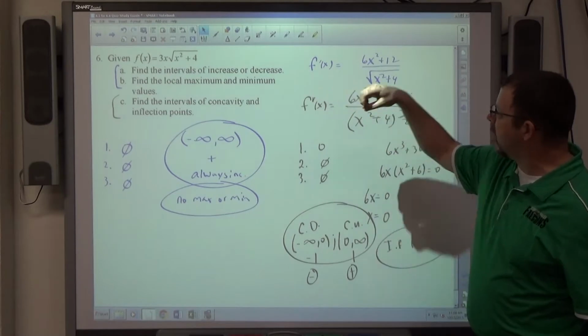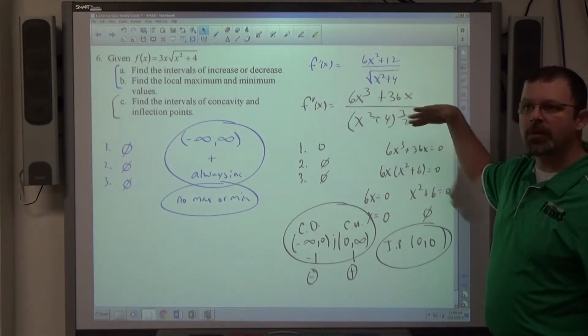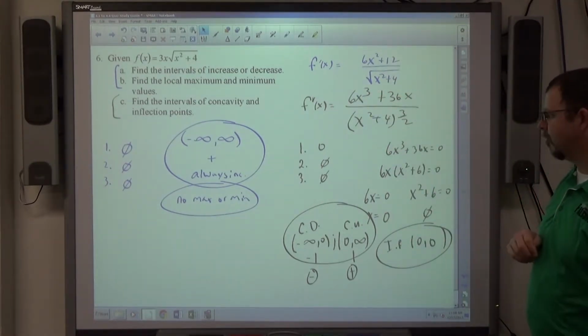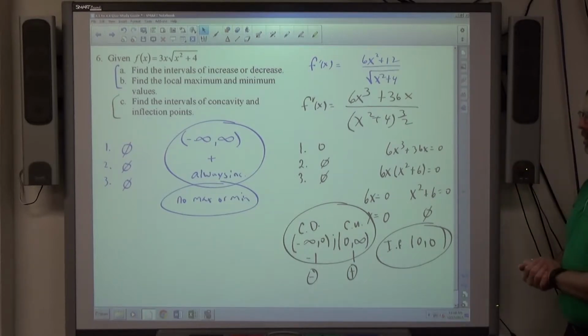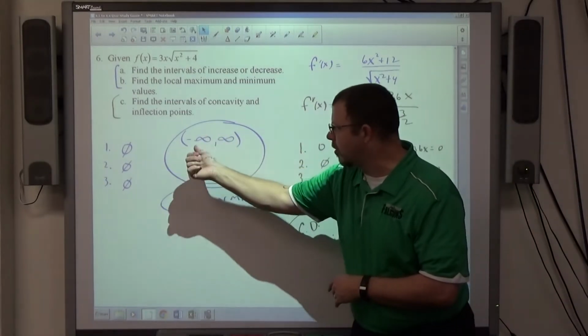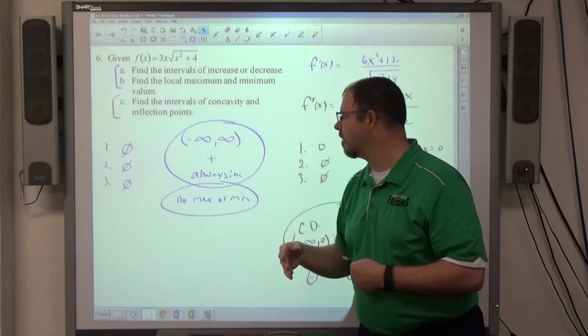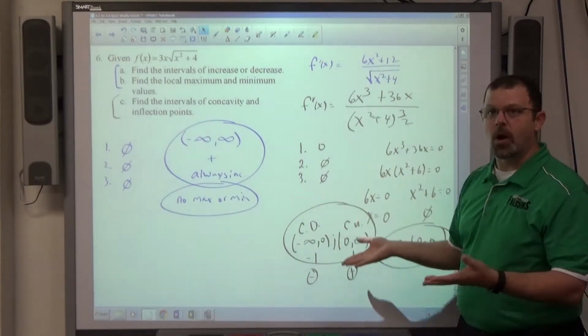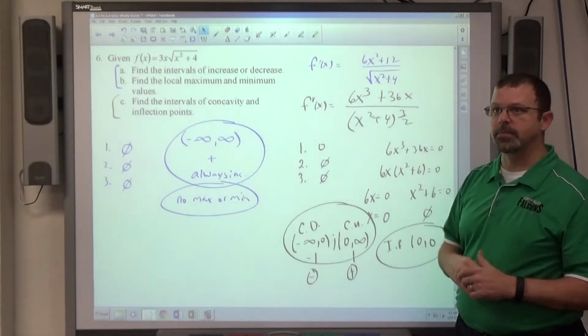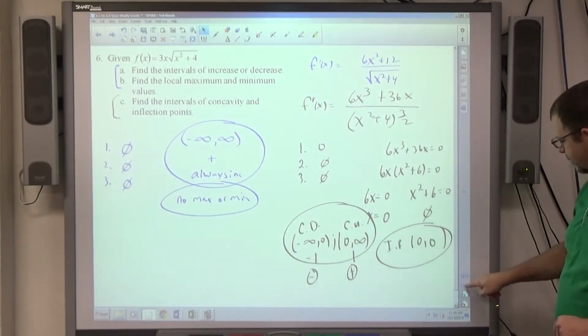Again, that's the basic structure. The difficulty of this problem is finding the derivatives. Find the derivatives correctly, you'll be in good shape. Again, if you get no critical numbers, there's simply one interval from negative infinity to infinity. It's always increasing or always decreasing. If there were no critical numbers here, it's either always going to be concave up or always concave down. So keep that in mind.